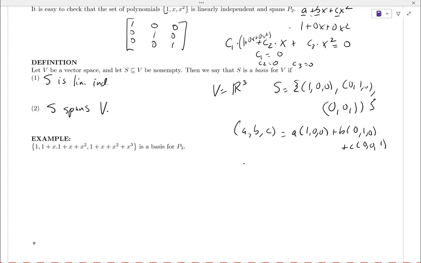Again, if you've done Calc 3 or do physics, you probably call these i, j, k, right? So you have a times i plus b times j plus c times k. Another way to do that. Again, the reason why we can do it that way is because those three vectors i, j, k form a basis for R3.